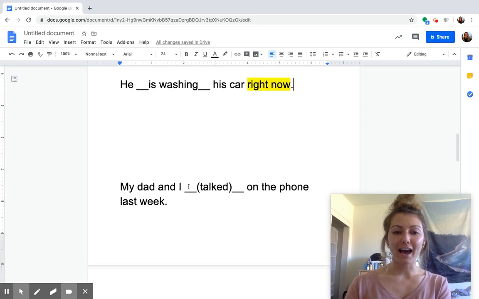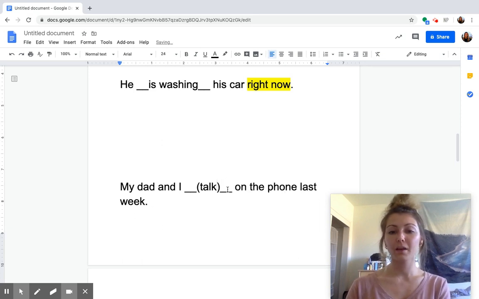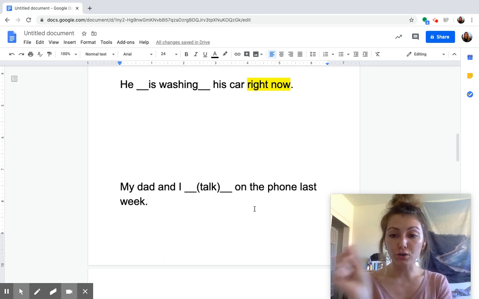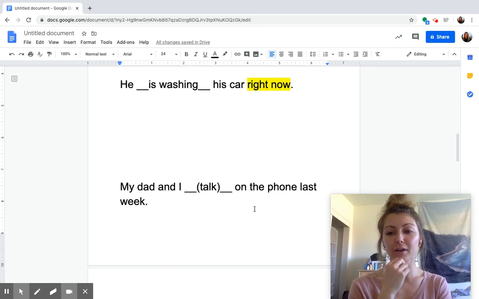My dad and I blank on the phone last week. We're going to use the verb talk. And that verb talk, Miss Metz got a little tricked. We're going to put that in the correct tense. So let's see. We talked on the phone last week. Write this down in your composition book, but don't put the tense of the verb yet. And then circle or highlight, if you have a highlighter, the context clue here. What helped you identify what tense this verb needs to be put in?